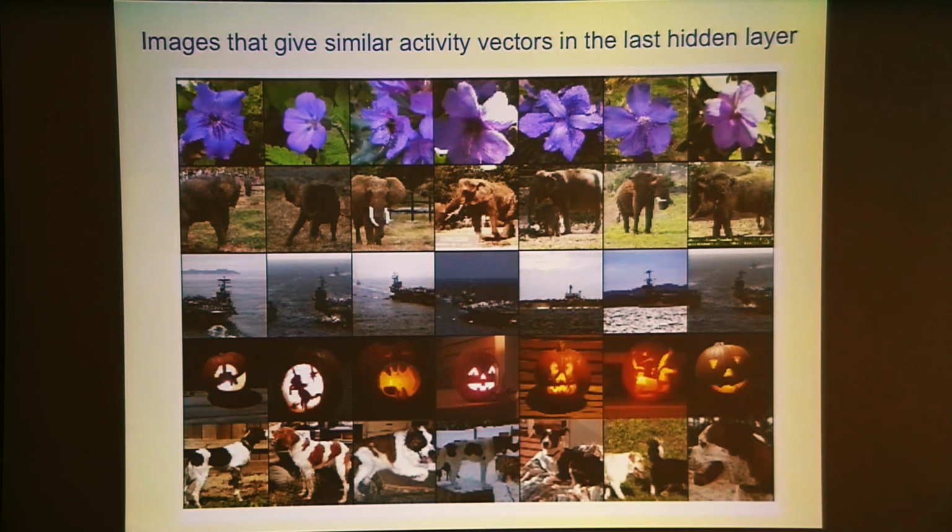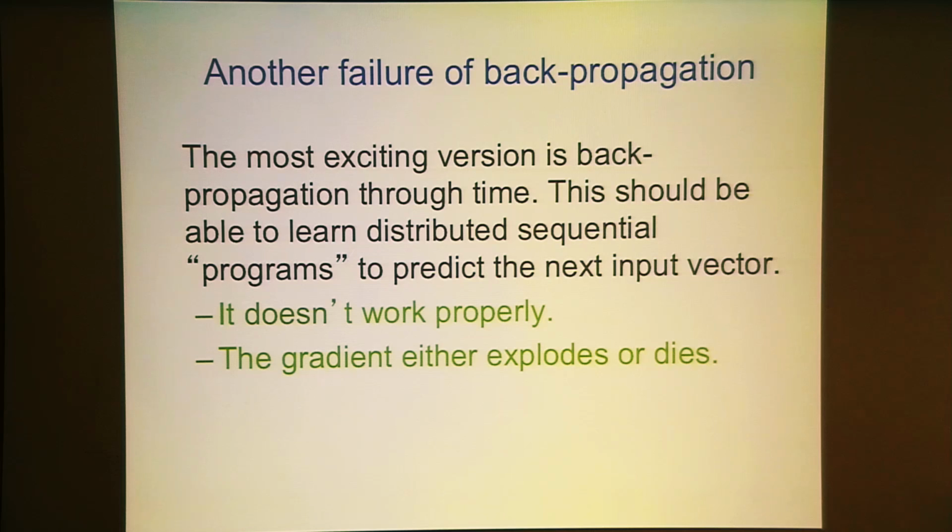The last thing I want to talk about in this lecture is another of the failures of backpropagation in the 1980s, when computers were too slow. It wasn't backpropagation that failed, it was those computer hardware guys just hadn't made decent machines yet. So backpropagation through time looked like it ought to be able to learn programs. You ought to be able to take a big net, run backpropagation through time, and have it learn lots of little programs that interact to predict, for example, what's going to happen next. And that would have been really nice.